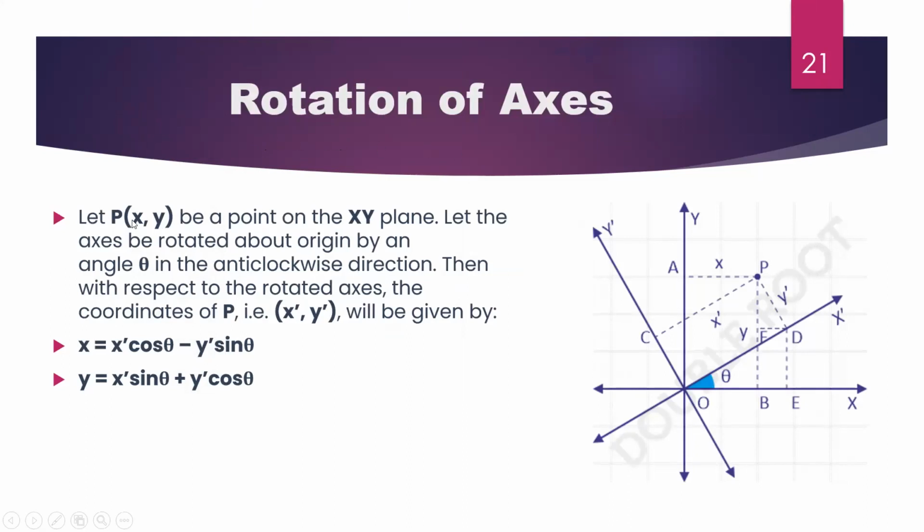Rotation of axis. Let P(x, y) be a point on the xy plane. As you can see, let the axis be rotated about the origin by an angle theta in the anti-clockwise direction. Then, with respect to the rotated axis, the coordinates of P, x prime and y prime, will be given by x equals x prime cos theta minus y prime sin theta, and y equals x prime sin theta plus y prime cos theta.